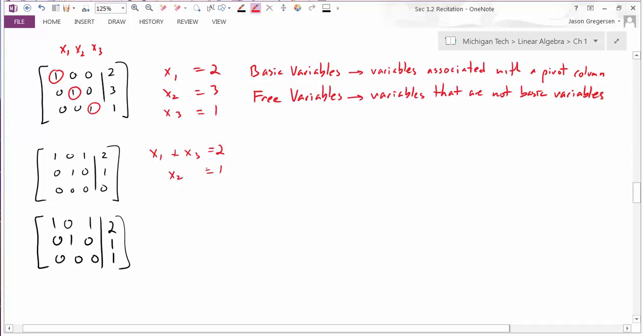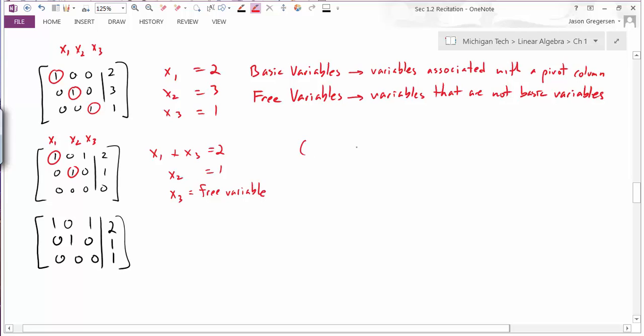So once again, I have a pivot position here and here. These are associated with the variables x1 and x2, but I don't have a pivot column associated with x3. So x3 must be a free variable. And so this is how I'm describing my solution. So what would specific solutions look like?